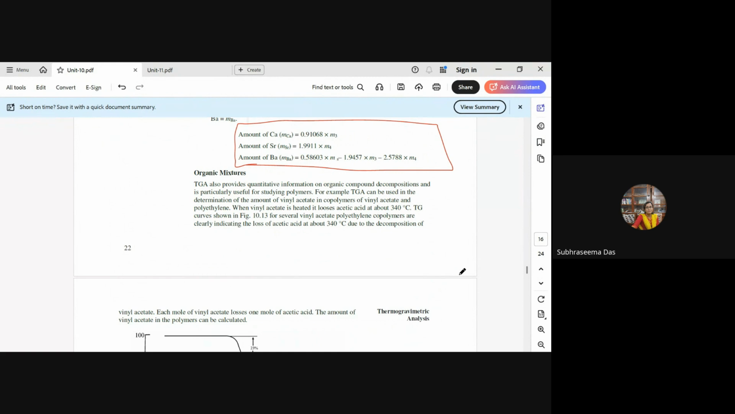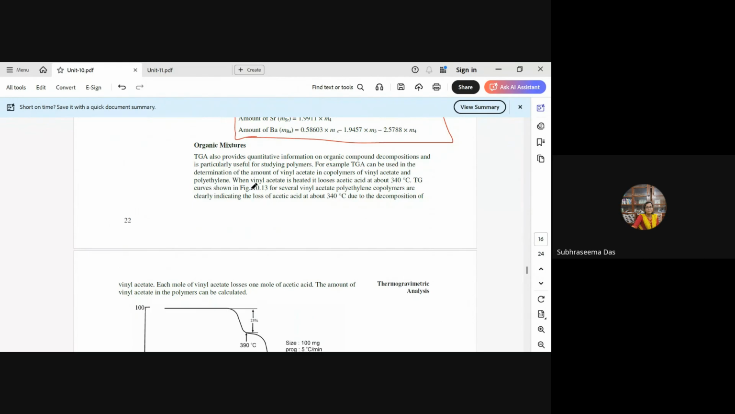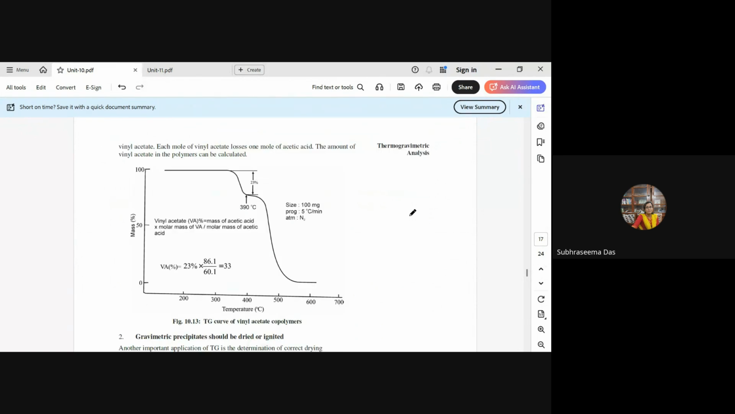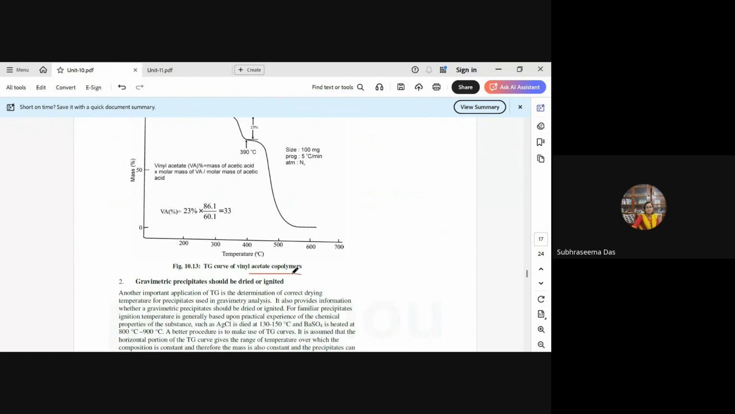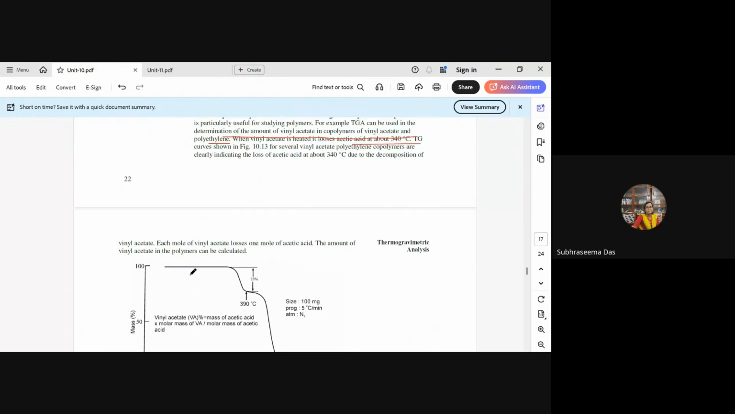Now how is TGA helpful in the analysis of organic mixtures? TGA has also been used in the determination of the amount of vinyl acetate in copolymers of vinyl acetate and polyethylene. If we take a mixture of vinyl acetate and polyethylene, then TGA can be useful to know the amount of vinyl acetate present. When vinyl acetate is heated, it loses acetic acid at about 340 degrees centigrade.